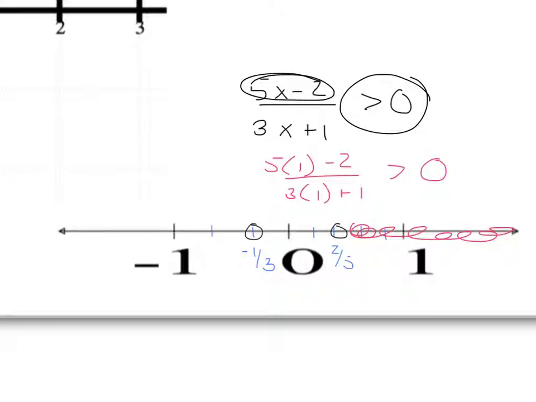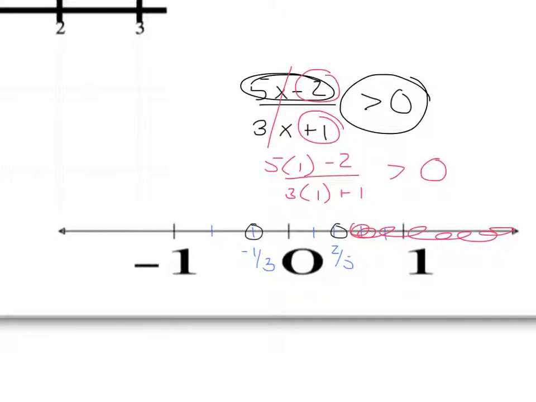When I put 0 in, I'm going to get -2 over 1 because this is going to reduce out. Do you agree? Is -2 over 1, a negative, greater than 0? No, that does not have our solution.